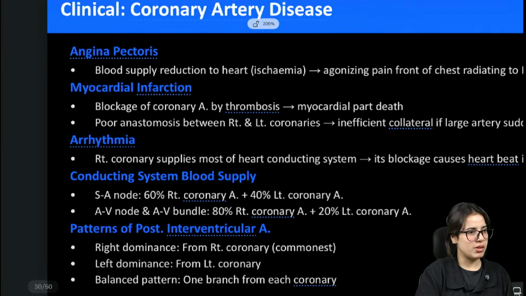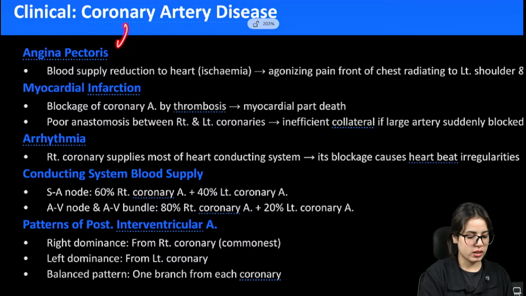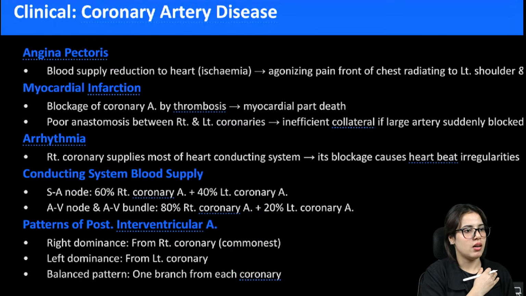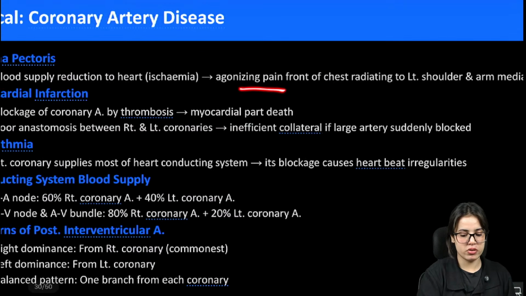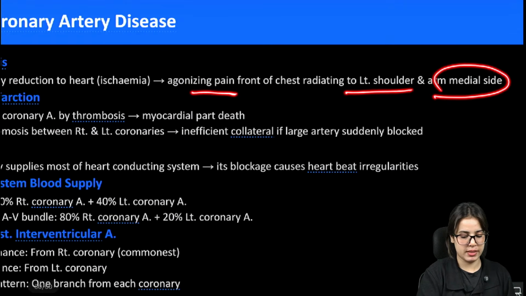this is simple clinical coronary artery disease, angina pectoris. I've told you there's a shoulder pain because the phrenic nerve also provides sensation to the shoulder skin. That's why there's some tingling if you're experiencing acute chest pain in angina pectoris. You'll also go through some kind of shoulder pain, usually like this, right here. So it is an agonizing pain. It's written front of chest radiating to the left shoulder and medial side of the arm.